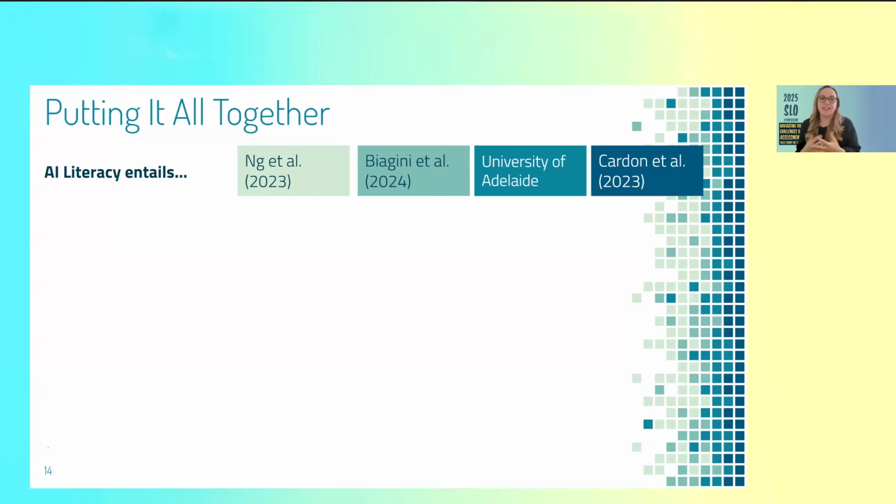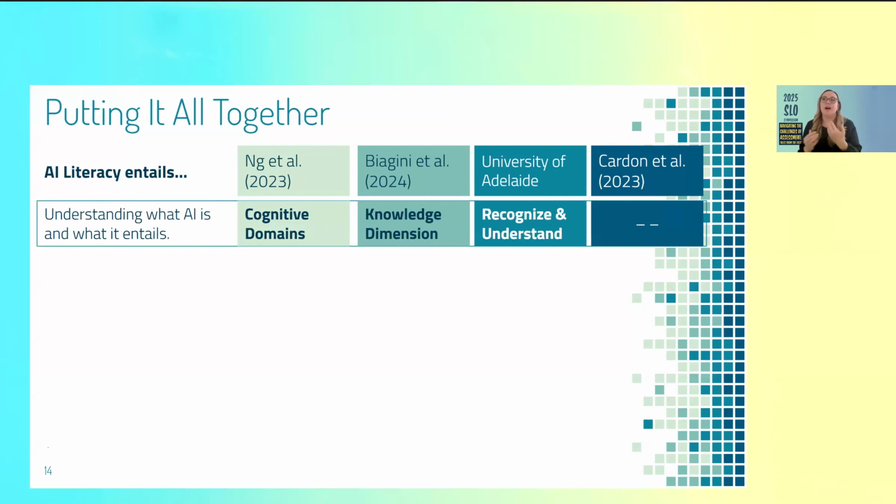So when I see these, I see that AI literacy seems to entail understanding what AI is and also what AI entails. That means understanding the basic idea of where AI comes from. How does it work? The metaphor I often use with my students is, you don't have to be a mechanic to drive a car, but you have to know what a car is to drive a car. You have to know some of the basic functionalities of this technology in order to use it well.